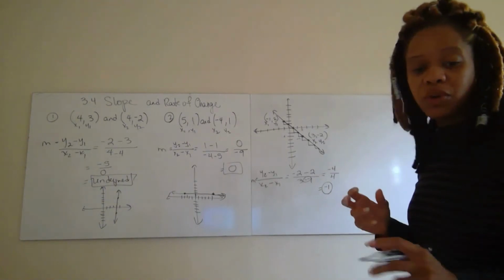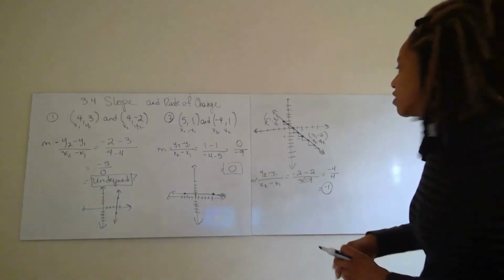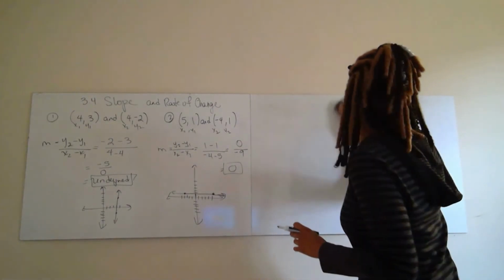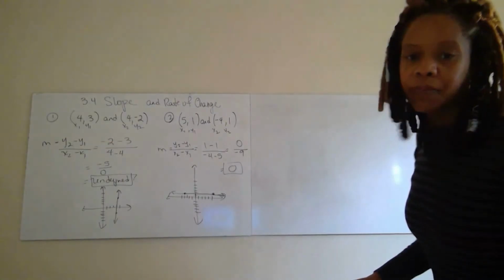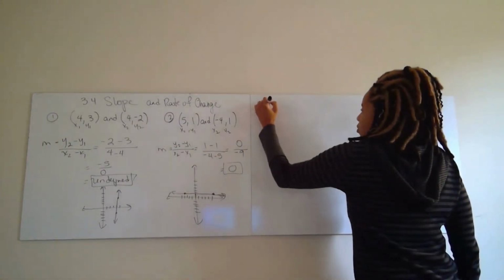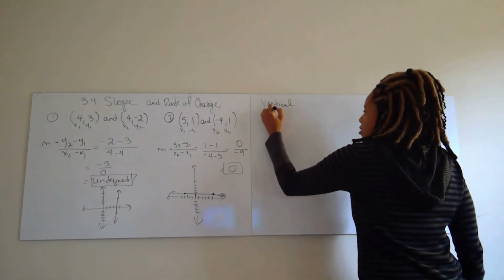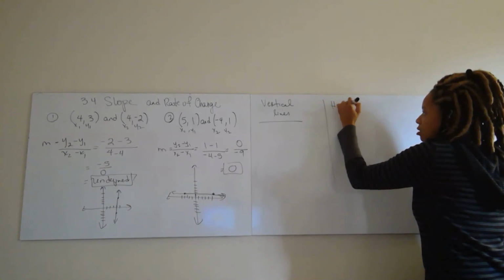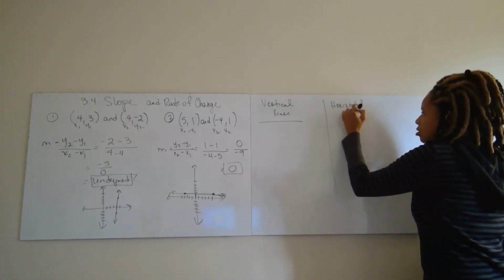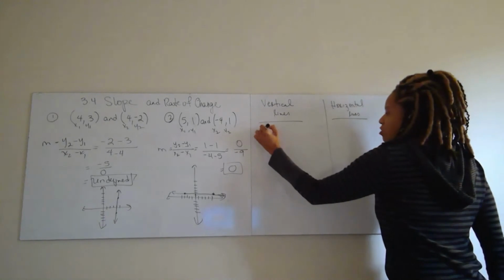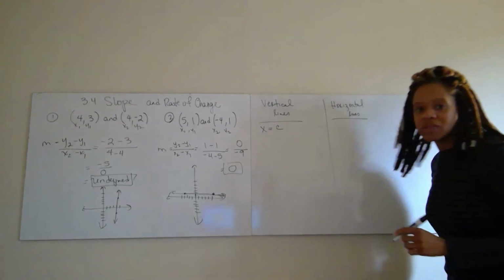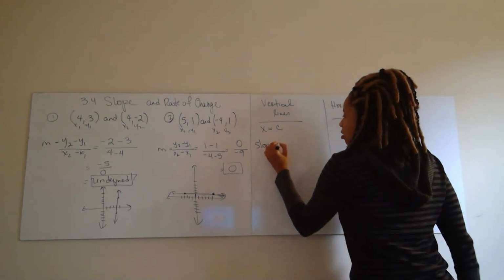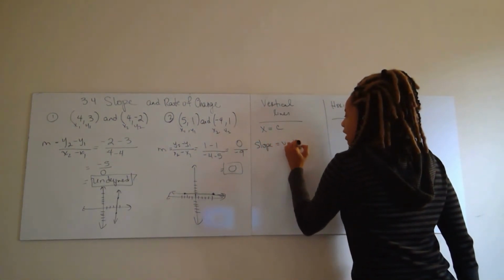And so what are we doing here? Well, we're introducing two special cases. So we already kind of saw a vertical line and a horizontal line in a previous section, so we're going to add to that. So we have vertical lines and we have horizontal lines. What we've seen so far is a vertical line means x is equal to some constant. Well, the slope of a vertical line is always undefined.